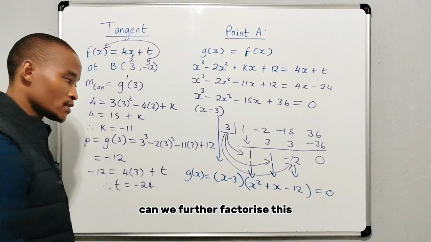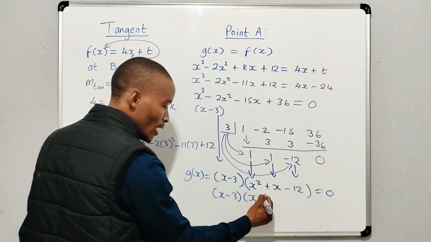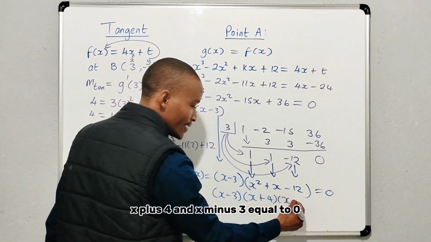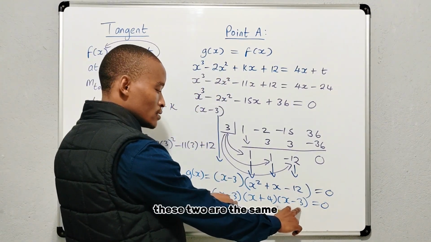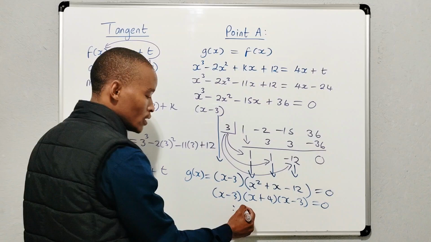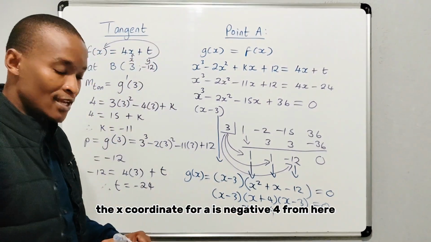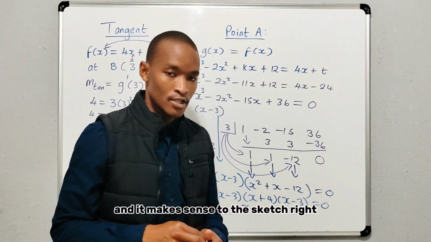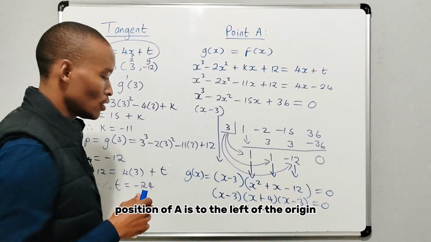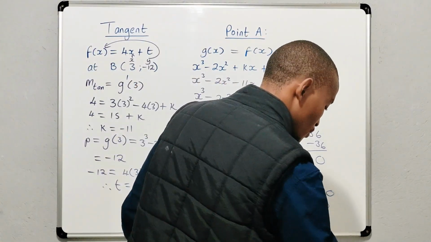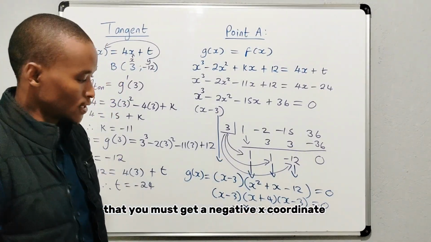Can we further factorize this? Yes. X minus 3, x plus 4, and x minus 3 equal to 0. These two are the same, definitely, therefore the x-coordinate for A is negative 4 from here, and it makes sense to the sketch, right? The position of A is to the left of the origin. So it does make sense that you must get a negative x-coordinate.